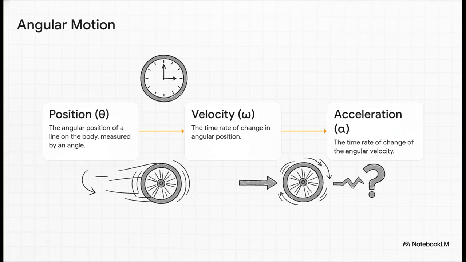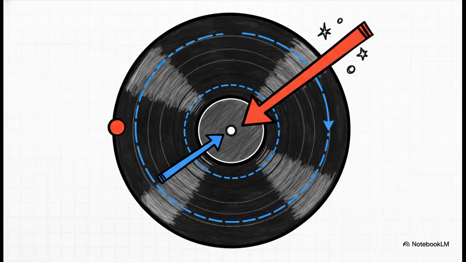Now, to describe all this spinning, we use a few new terms, but honestly, they just answer really simple questions. Angular position is just asking, hey, where is this thing pointing right now? Angular velocity is asking, okay, how fast is it spinning? And angular acceleration is just asking, is that spin getting faster or is it slowing down? That's all they are. And here is the absolute key difference between rotation and translation.